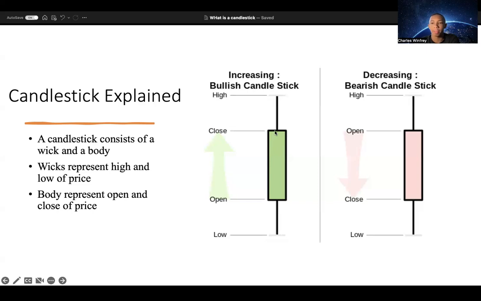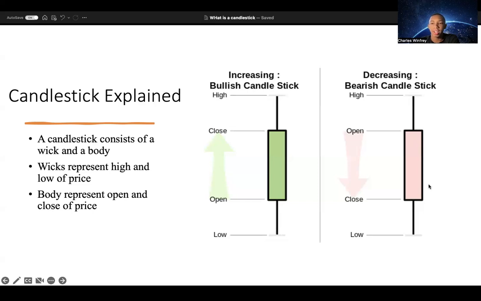But let's say we have another situation. Let's say the stock opened here, and this is a 5-minute time frame as well. The highest the stock got is marked by the top of the wick. The lowest the stock got is marked by the bottom of the wick. Except this time, the stock closed, after the 5 minutes was over, lower than when it opened, meaning the body would turn red, showing a decrease in the stock.